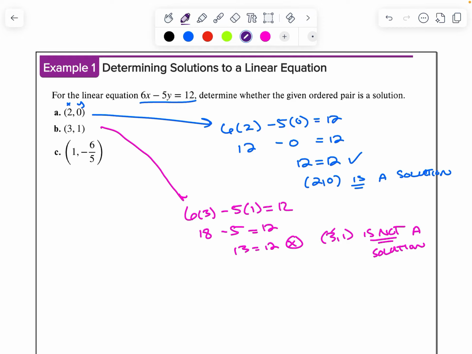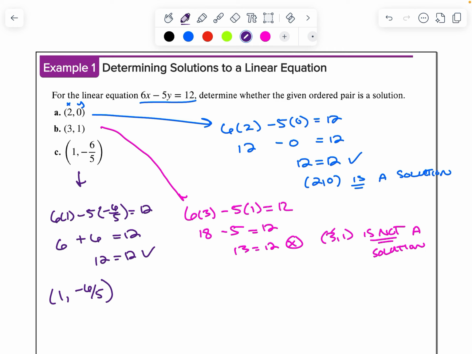And one more example here. We've got the point 1, comma, negative 6 over 5. So that's 6 times x minus 5 times y. I'm going to use the calculator here. Negative 5 times negative 6 over 5 is positive 6. 12 equals 12. Check. That means the point 1, negative 6 over 5 is a solution.